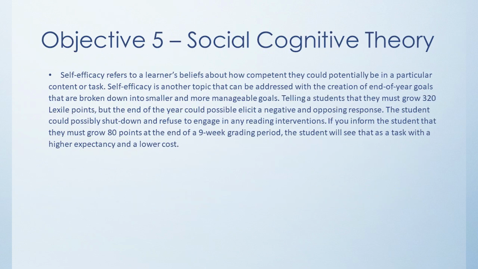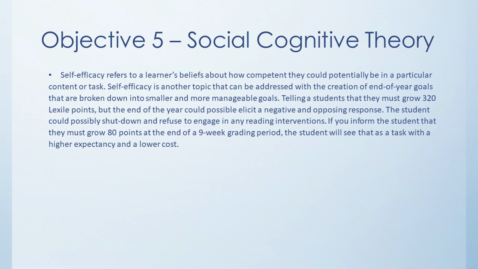Objective 5 includes social cognitive theory. This is self-efficacy, and self-efficacy refers to a learner's belief about how competent they could potentially be in a particular content or task. Self-efficacy is another topic that can be addressed with the creation of year-end goals that are broken down into smaller and more manageable goals.